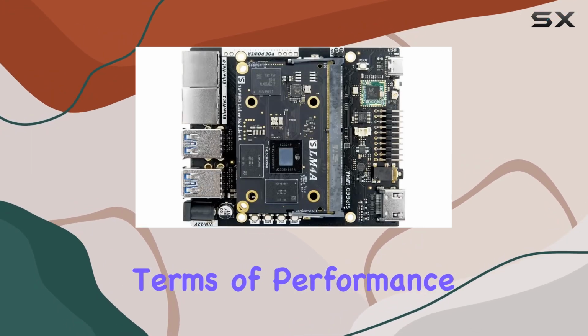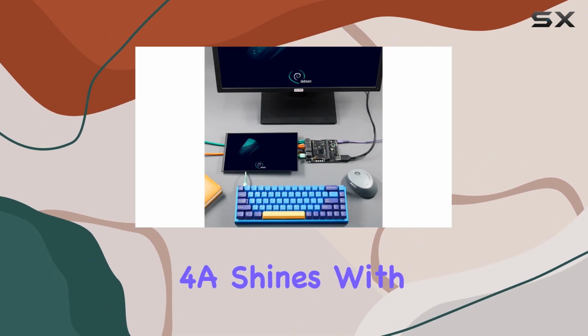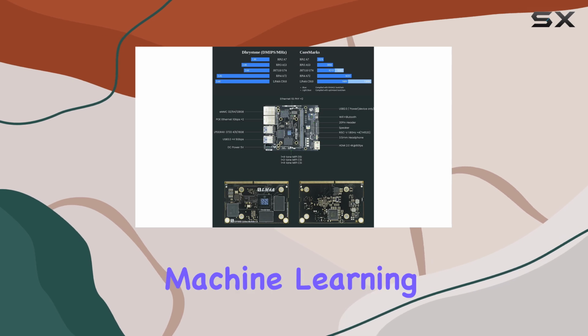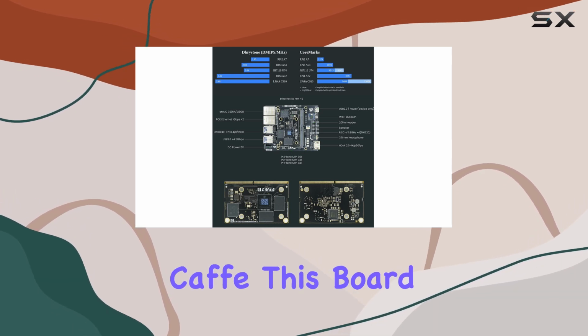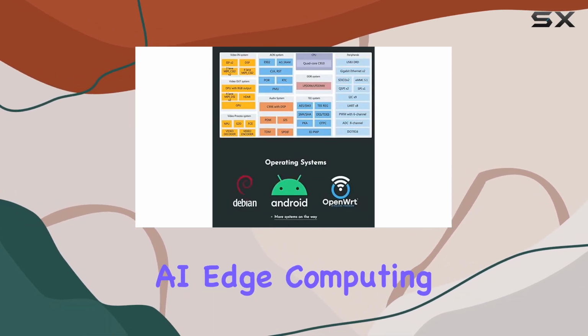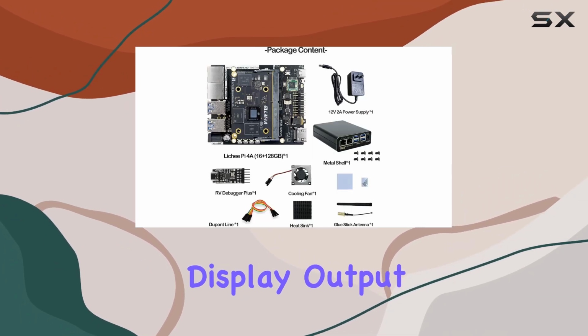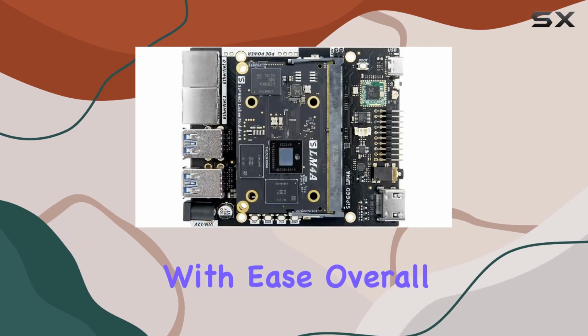In terms of performance, the LicheePi 4A shines. With support for OpenGL, OpenCL, Vulkan, and popular machine learning frameworks like TensorFlow and Caffe, this board is perfect for AI, edge computing, and more. And with HDMI plus MIPI dual 4K display output, you can enjoy stunning visuals with ease.